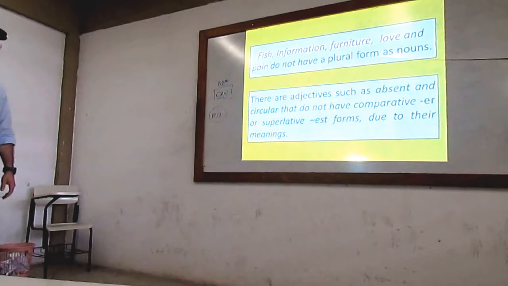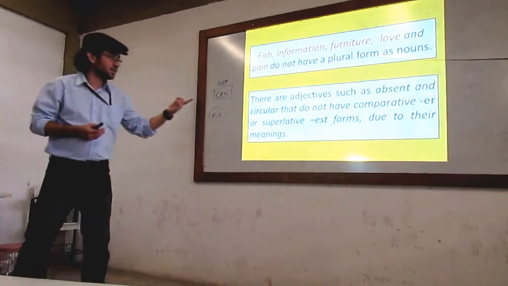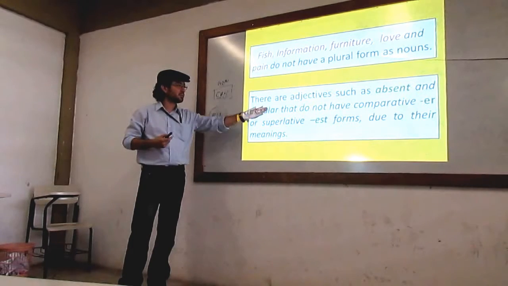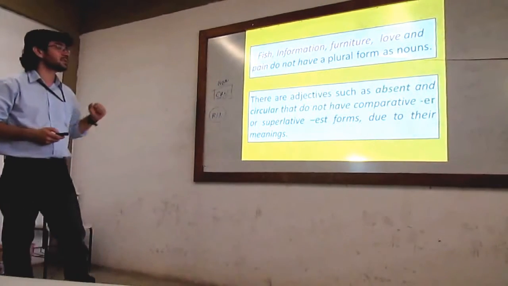There are adjectives such as absent and circular that do not have comparative using er, or superlative est forms, due to their meanings. Então, aquelas regras que a gente viu que classificam os adjetivos, no comparativo de superioridade, não funciona para esses mesmos adjetivos, são exceções. Então complica a vida desse tipo de estratégia de explicação.